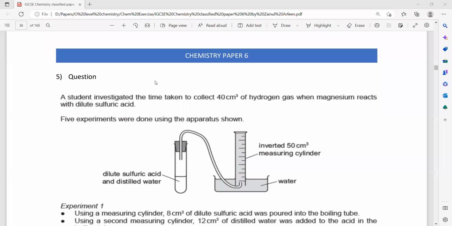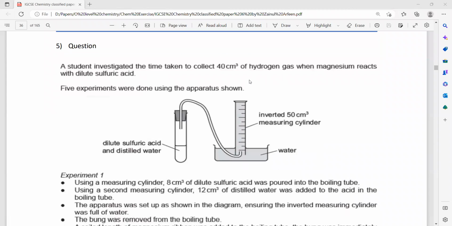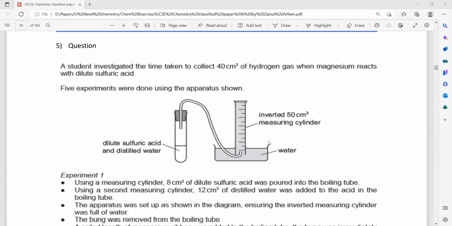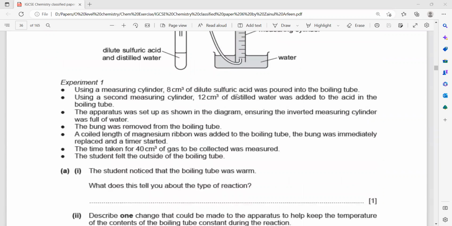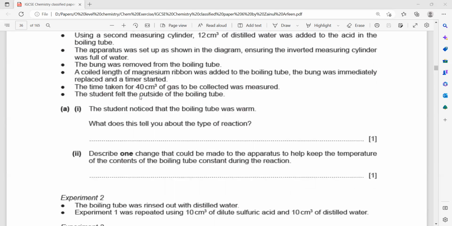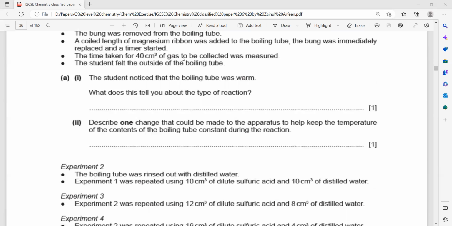So question 5, which is also related to chemical reactions: a student investigated the time to collect 40 cm³ of hydrogen gas when magnesium reacts with dilute sulfuric acid. As you can see, using a measuring cylinder, 8 cm³ of sulfuric acid was poured, and using a second measuring cylinder, distilled water was added. The apparatus is set up as shown. The bung is removed from a boiling tube. A coiled length of magnesium ribbon was added, the bung was immediately replaced, and the timer started. The time taken for 40 cm³ of gas to be collected was measured.